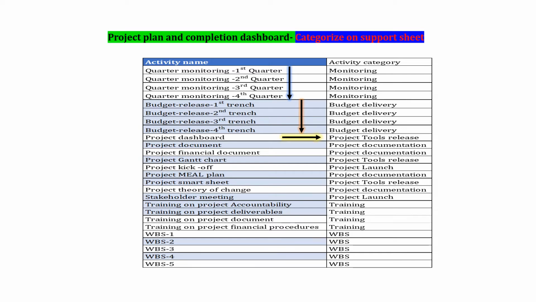then project tools release, project documentation, project launch, then training, work breakdown structures. So in your support sheet, you categorize your activities under major categories.